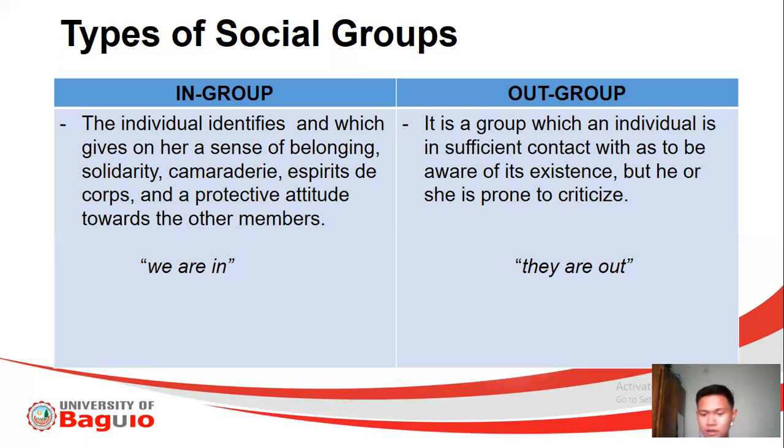So ibig sabihin, here in the out group, each member now is trying to be removed from outside of their own group. Kaya nga, she is prone to criticize. Kasi nga, if you're the parents, you're practicing discipline and you know to yourself that your daughters or children are not following discipline, lagi nyo silang kinikriticize, di ba?